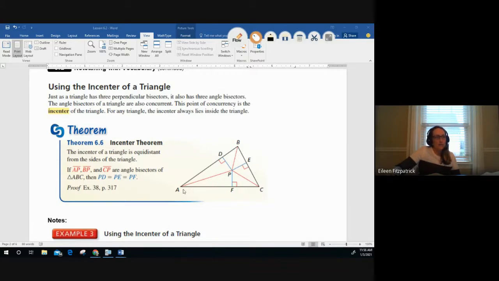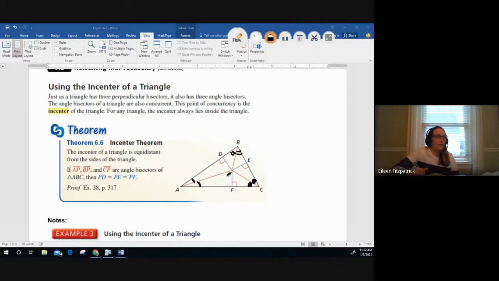All right, so you can see that the red segments AP, PB, and PC are all angle bisectors. It's also explained here. Okay, so if AP is an angle bisector, that means this angle is congruent to that. If PB is an angle bisector, that angle is congruent to that. And then PC, 3 arcs, those angles are congruent to each other.